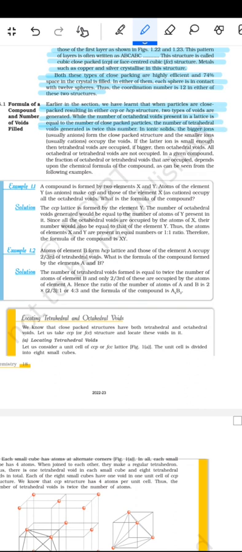In ionic solids, the bigger ions, usually anions, form the close packed structure, and the small ions, usually cations, occupy the voids. If the latter ion is small enough, then the tetrahedral voids are occupied. If bigger, then the octahedral voids. Not all octahedral or tetrahedral voids are occupied. In a given compound, the fraction of the octahedral or tetrahedral voids that are occupied depends upon the chemical formula of the compound, as can be seen from the following examples.